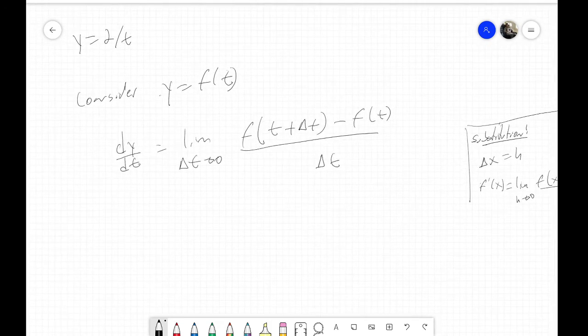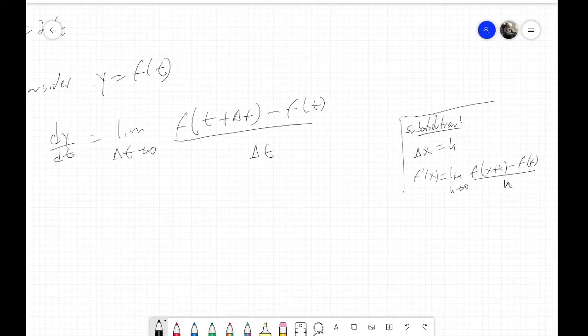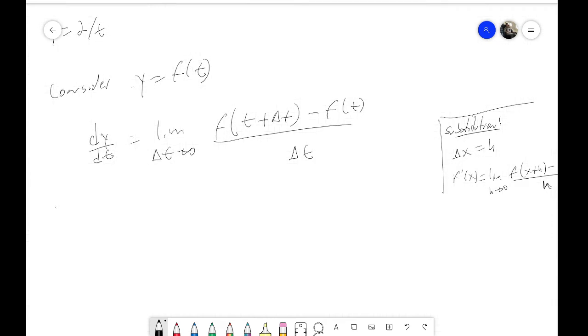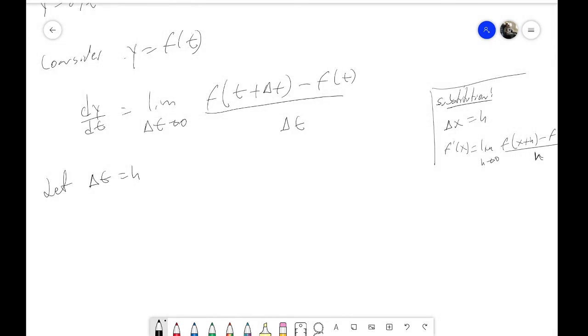So for this particular problem, where we have y equals 2 over t, I'm going to use the substitution. I'm going to say let delta t equal h. This will allow me to take the derivative in terms of h instead of delta t's. So what do we have here? We have f of t plus delta t. This is 2 over t, so let me just rewrite: y equals 2 over t.